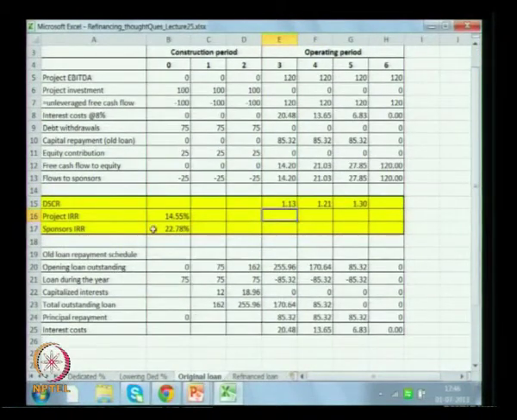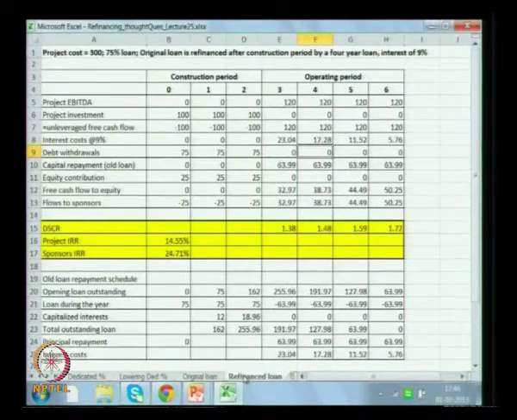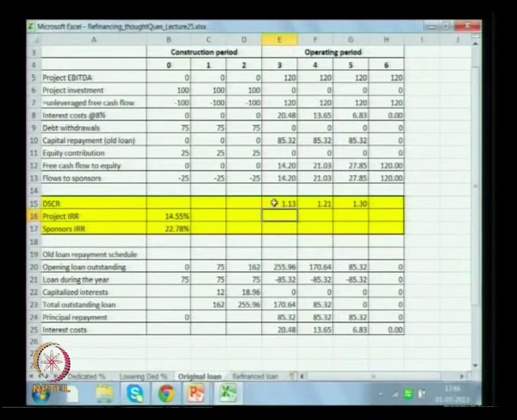The sponsors IRR in the original loan was 22.78, but if you look at the refinance loan it is 24.71. So, the sponsors IRR has increased because of this refinancing. Okay. So, this is an important objective of refinancing. You are able to increase the IRR of the sponsors. If you also notice, the debt service coverage ratio has also increased. Okay. It is 1.38 after refinancing, whereas in the original loan it is 1.13.